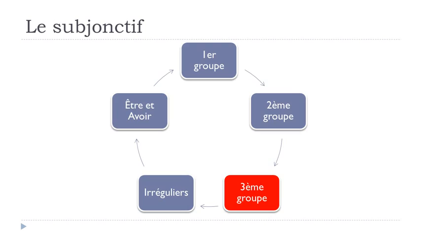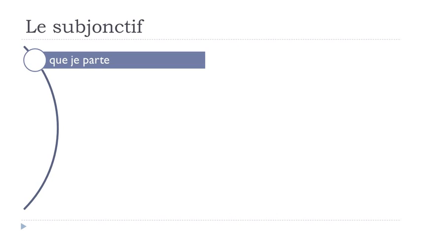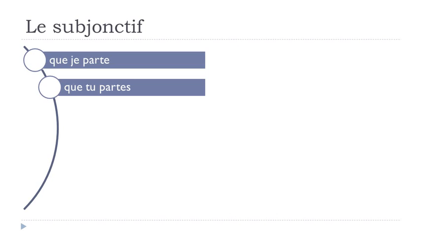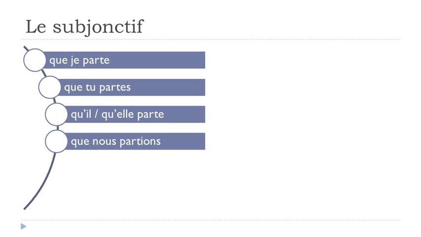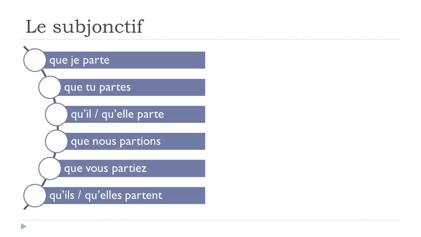So, third group now, and I took the verb partir, que je parte, que tu partes, qu'il parte, qu'elle parte, que nous partions, que vous partiez, qu'ils partent, qu'elles partent. Same thing here, not really difficult because anyway, it is exactly the same form. You just need to add at the end the endings. Part, part, part, partions, partiez, part.